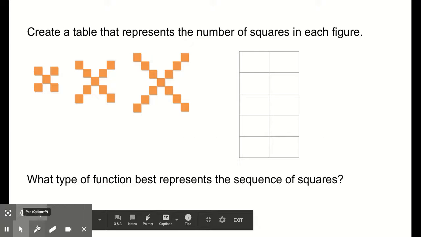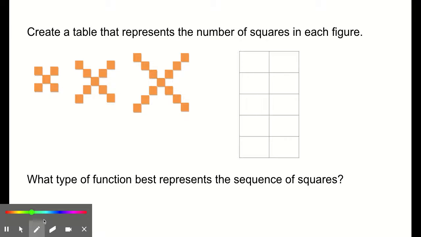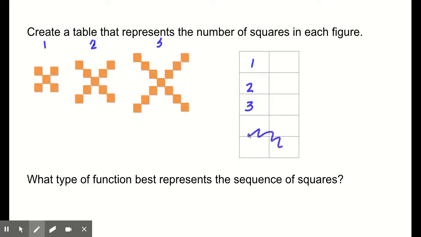The last question is a pattern. We're given the pattern and asked to make a table of values. So this is figure 1, this is figure 2, this is figure 3, and typically speaking, I label those for you. So 1, 2, and 3, we don't need to worry about this part.